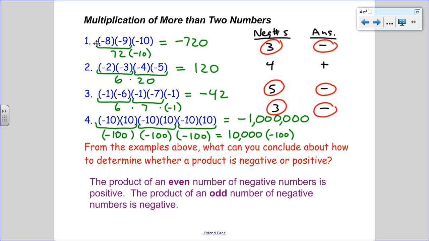So the product of an even number of negative numbers is positive. The product of an odd number of negative numbers is negative. This is a helpful rule because when multiplying several numbers at once, we can ignore the negative signs, multiply their absolute values, and then just determine the sign of the answer by counting up how many negative factors were in the original problem.